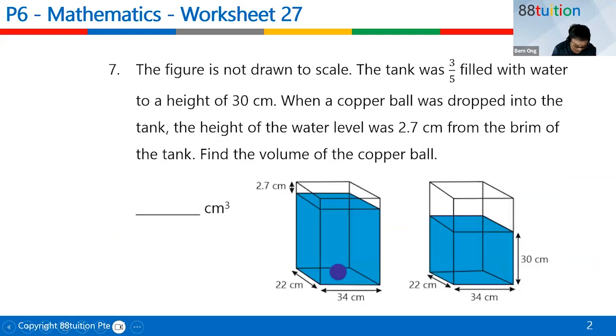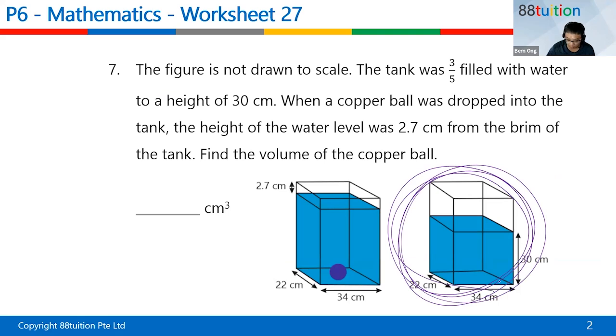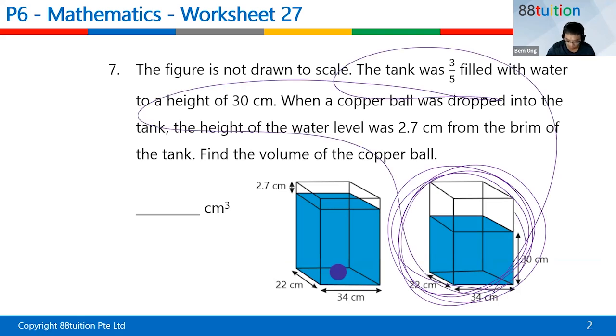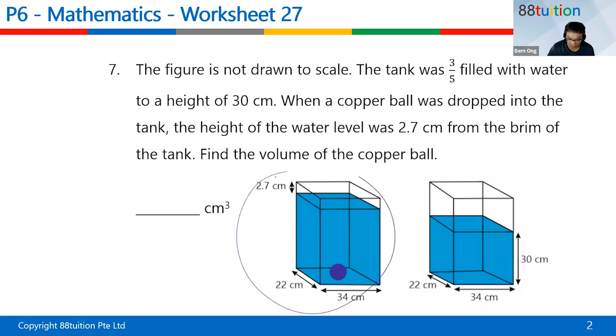Question number 7, let's go. The figure is not drawn to scale. The tank was 3/5 filled with water to a height of 30 cm. This is the tank. So this first part is for this portion here. Not every first diagram is the first portion down here, so better read properly. The tank was 3/5 filled with water. What's the meaning of 3/5 filled with water?